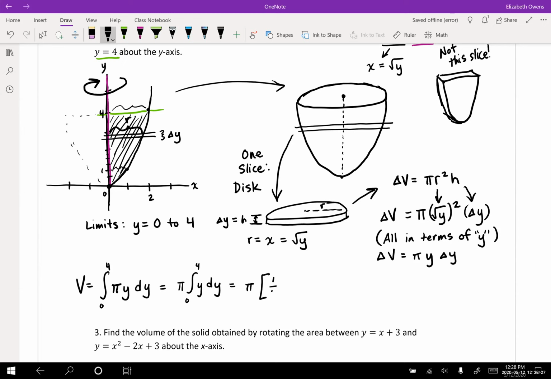Take the antiderivative of y, that would be 1/2 y squared. And then we've got to plug in our limits. So we'd have 1/2 of 4 squared minus 1/2 of 0 squared. Nice, that second part just drops right out. And so we'd be taking 1/2 of 16, that would be 8, and multiplying it by pi. So we get a volume of 8 pi cubic units.